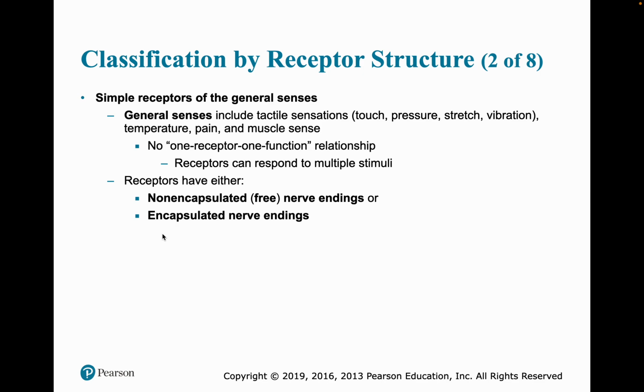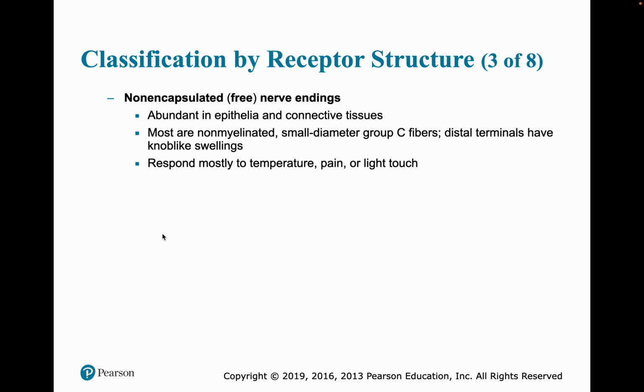The simple receptors for general senses include tactile sensations such as touch, pressure, stretch, and vibration. There's no one receptor, one function relationship. These general senses can respond to multiple different stimuli. The receptors themselves can have non-encapsulated or free nerve endings, or they can have encapsulated nerve endings. The free nerve endings, non-encapsulated, are abundant in our epithelia and connective tissue. Most of these are non-myelinated, small diameter group C fibers. Their distal terminals have a knob-like swelling. They're going to respond to things such as temperature, pain, or light touch.